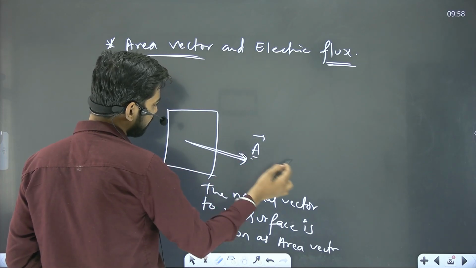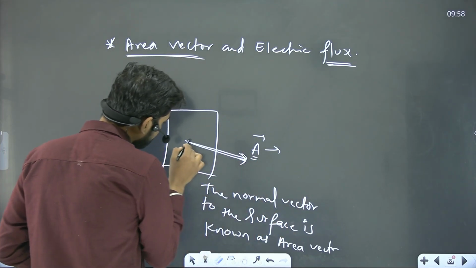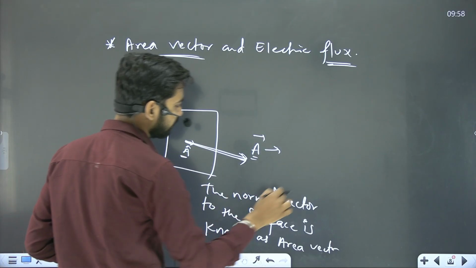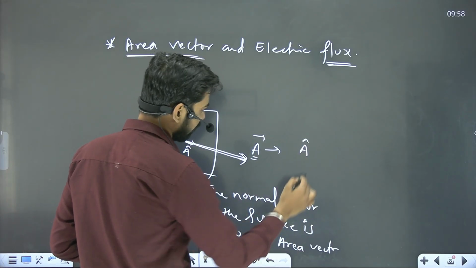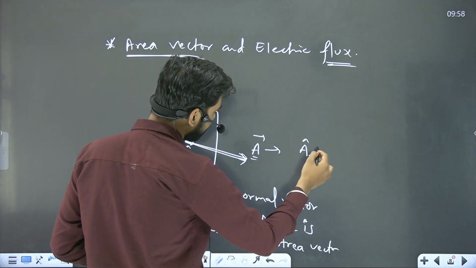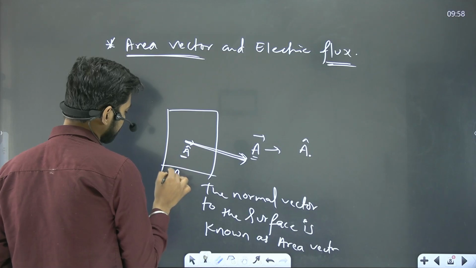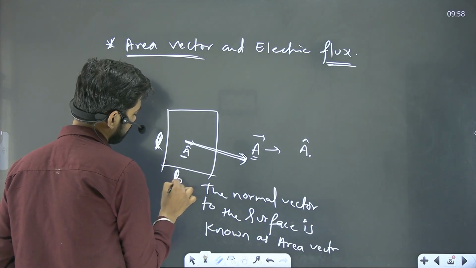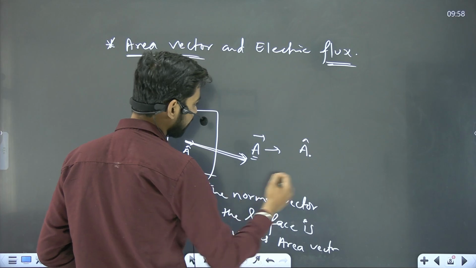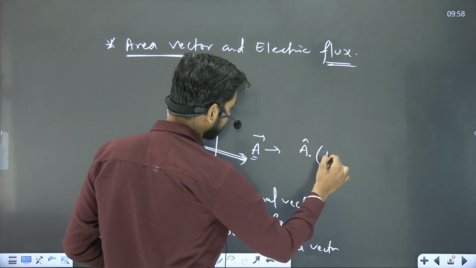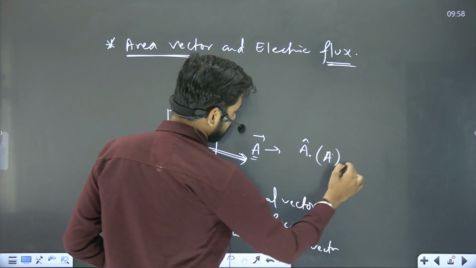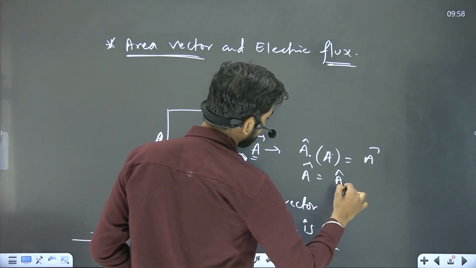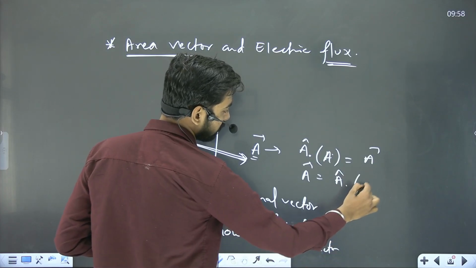But sir, how has this area vector been made? The area vector must have some direction. It shows it is a unit vector. And the magnitude of the area vector is what? Let's suppose this is my surface. This is length and this is breadth. So what is the area? The magnitude of the area vector is length into breadth.